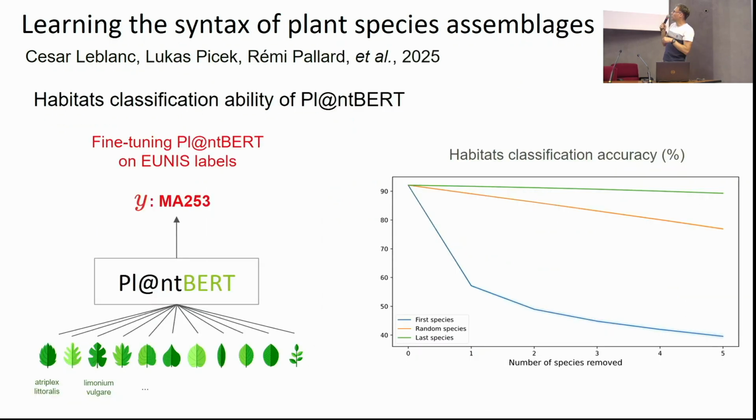And then you can also use this model to do some fine-tuning on habitats in particular, and you can also improve the accuracy of this habitat classification. Here again, we can study if you remove some species in the assemblage, whether the accuracy drops. Here you see the number of species removed from the assemblage, and whether we are still able to predict the habitat. Of course, if you remove the first three species, the prediction will be very low. And at the opposite, if you remove the last species, you are still able to predict the habitat.